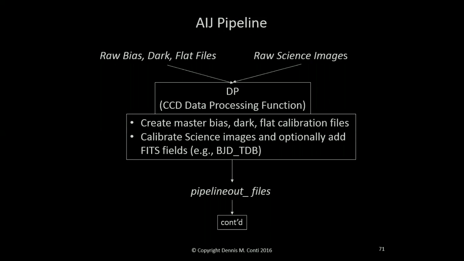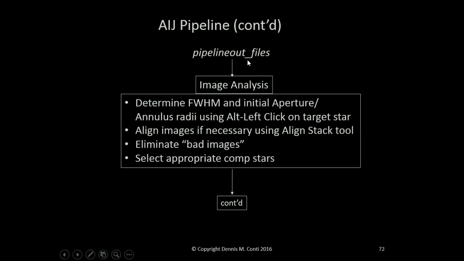So in this next phase, what we will be doing is taking those pipeline out files and, first of all, determining the full width half maximum and seeing what AstroImageJ suggests for us for the aperture and annulus settings. We'll align images if necessary using a feature that AstroImageJ has called the Align Stack tool. We'll eliminate any bad images, select the appropriate comparison stars, and then be ready to begin the differential and aperture photometry.